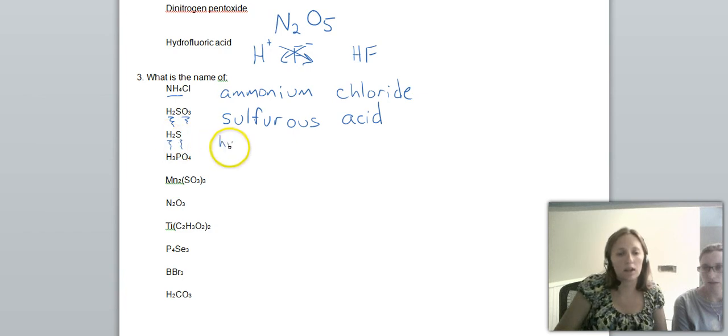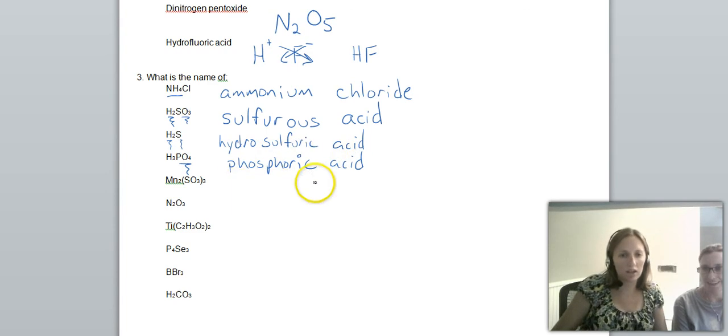Here we have a regular old acid with hydrogens and an element. So that's hydrosulfuric acid. Here we've got phosphate. So that's phosphoric acid. Did you just delete my dot? It's doing it again. All right.